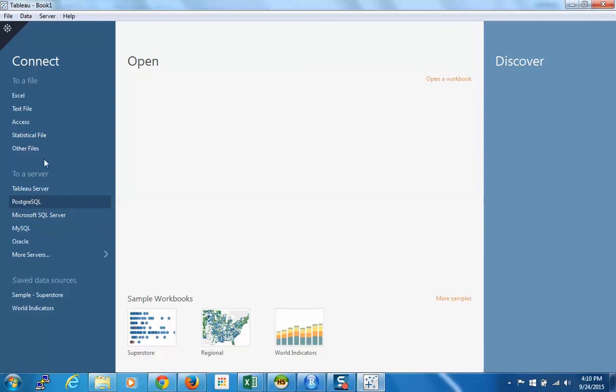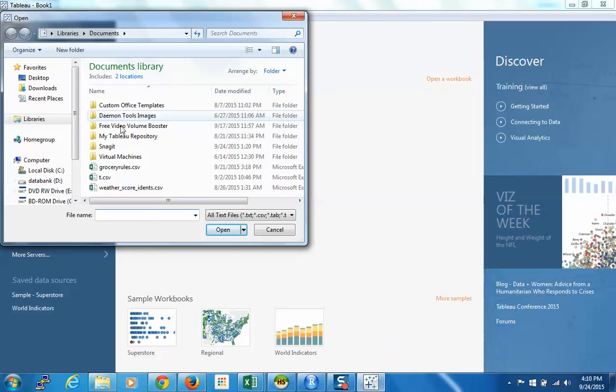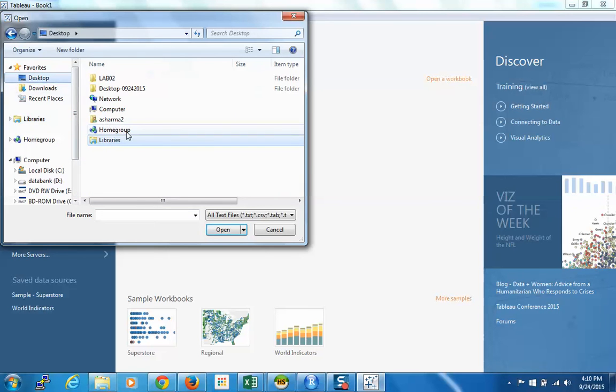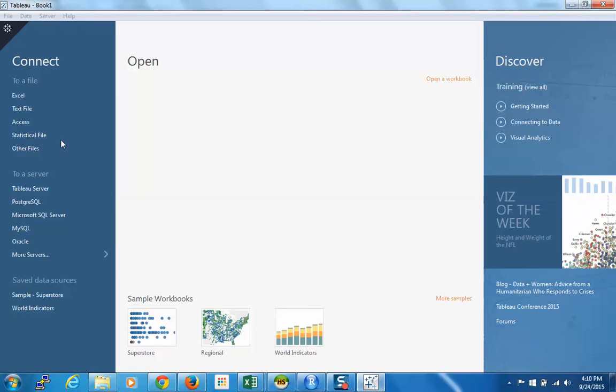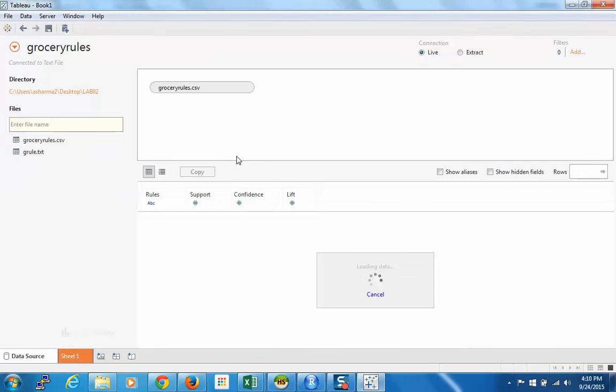So now I've already written my files in text files. Let me go to desktop and go to Lab02. That's where I've stored all my stuff. Okay, and I got grule. And grocery rules and G rules, they are exactly the same. So okay, let's open grocery rules as CSV, and this will open this CSV file in Tableau. And now the file is open.